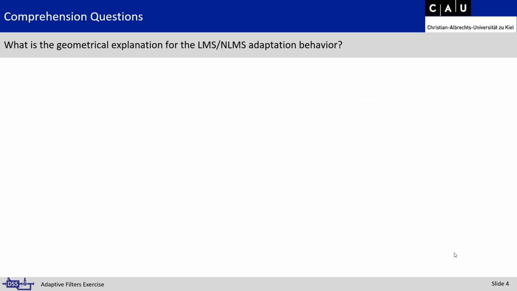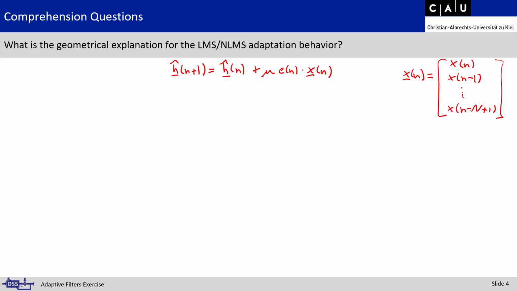The second question is, what is the geometrical explanation for the LMS and NLMS adaptation behavior? For this, we need to look at the update equation. The update equation for the LMS algorithm is that our new estimate, h hat at n+1, equals h hat at n plus our step size mu times our error sample e of n times our excitation vector x of n. Our excitation vector consists of the samples from x of n to x of n minus capital N plus 1, where capital N is our filter length.